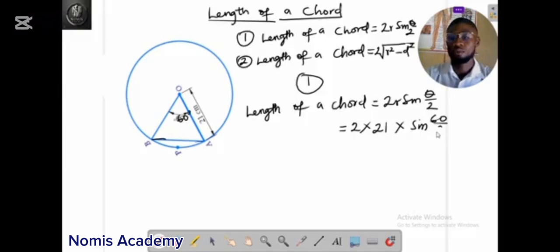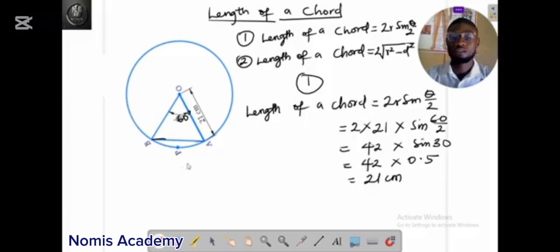So 2 times 21 gives us 42 multiplied by sine of 60 divided by 2, which is 30. So 42 multiplied by sine 30. Sine 30 is 0.5. So 42 multiplied by 0.5 is 21 centimeter. So the length of the chord is 21 centimeter. So let's check. Can we use the second formula to get the same thing? Let's check the second formula.